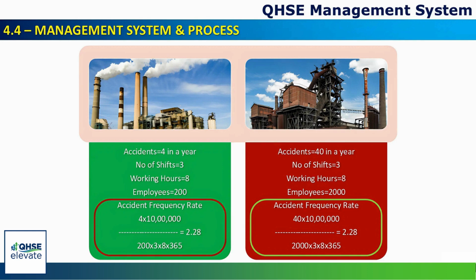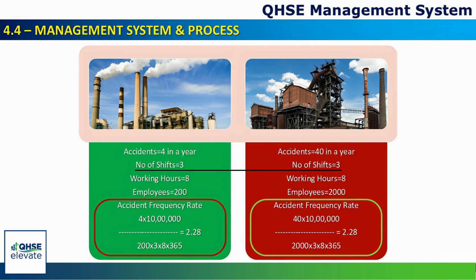For example, in Factory A, there were 4 accidents that occurred last year. In Factory B, there were 40 accidents that occurred last year. Does it mean that because Factory A has fewer accidents, it is better in terms of safety performance, and because Factory B has more accidents, it is worse in terms of safety performance? Both Factory A and Factory B have the same safety performance when you look at the accident frequency rate.